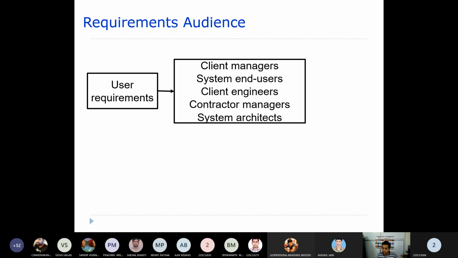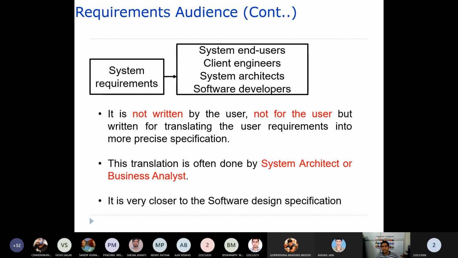So these are the various people who will be going through these requirement documents, the user requirements. Similarly, I told you that there is a system requirements specification. This kind of requirement is very interesting to end users as well, so the end user will also go through it, along with client engineers and system architects. But the new one introduced here is the software developers, because they are actually going to develop the software based on these requirements, so they need to know these detailed requirements.